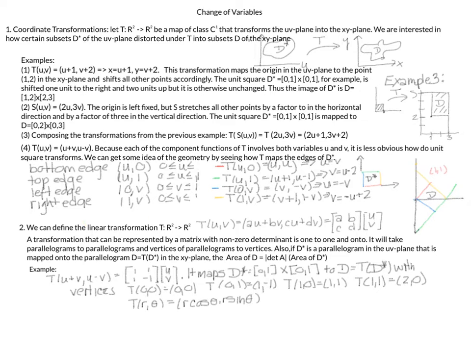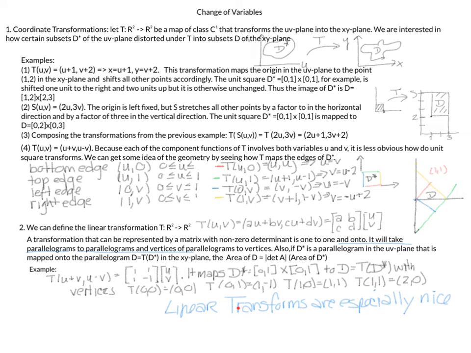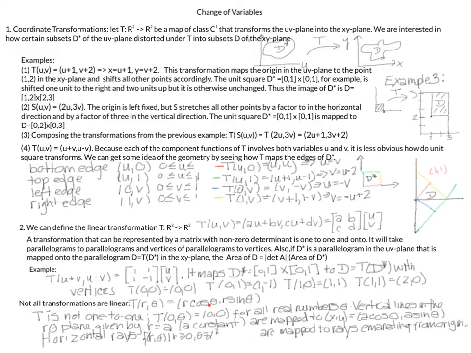So when possible, when you do a change of variables, linear transformations are especially nice. And that point is important enough to repeat again. Linear transformations are especially nice because they'll take parallelograms to parallelograms and vertices of parallelograms to vertices. And last, I should point out, not all transformations are linear. So for example, our transformation into polar coordinates is not a linear transformation. In particular, it's not even one-to-one.